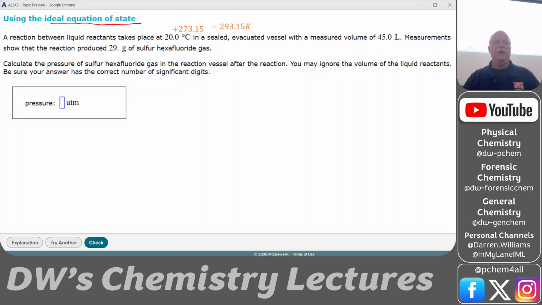Okay. So we add 273 to 20 and we get 293.15 Kelvin. So that's our temperature. Here's PV equals nRT. And what are we looking for? Look at the problem. We look for the pressure. And so we're going to solve for pressure here by dividing both sides by volume. So the volumes cancel on the left and we have nRT over V.